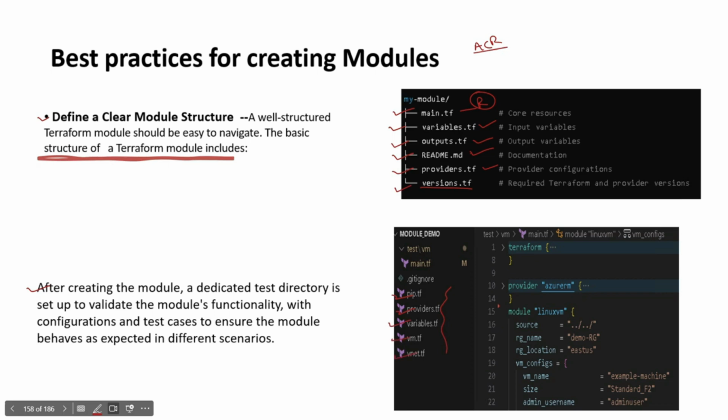I have not hard coded any value. To test the configuration, is it up to the mark or not, I have created a dedicated folder called test inside a folder called VM, and here I'm having main.tf. So locally, I'm running my Terraform configuration to check whether it is up to the mark or not.